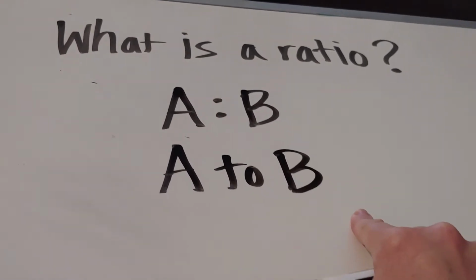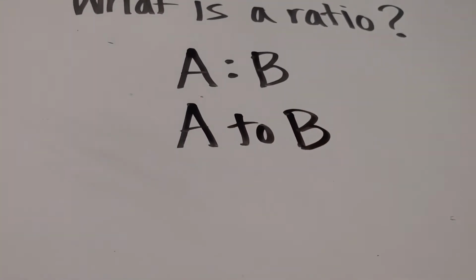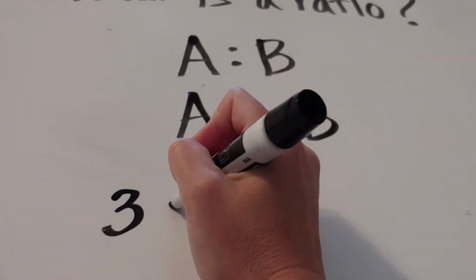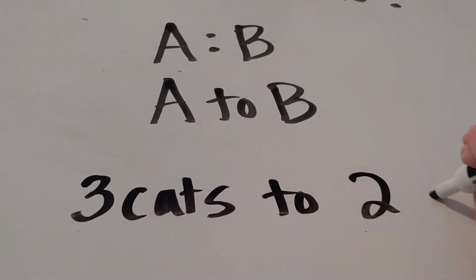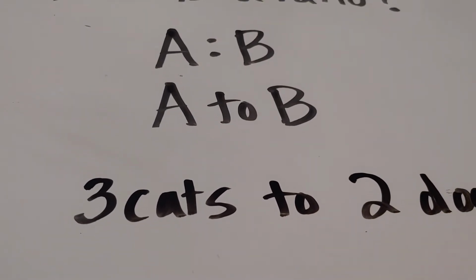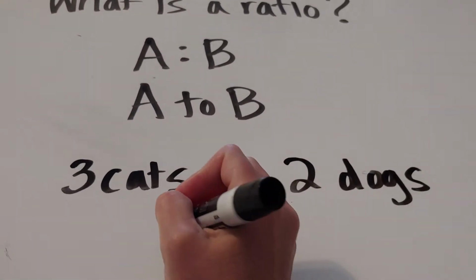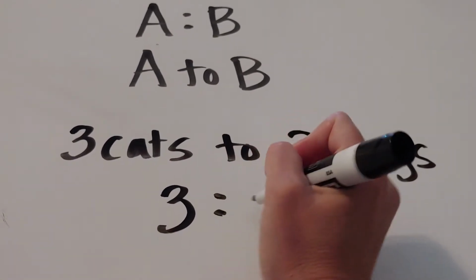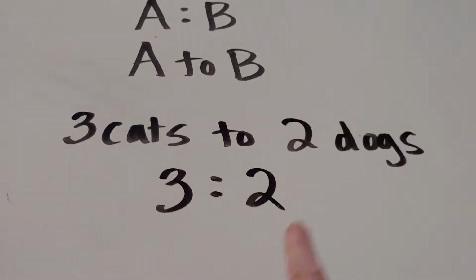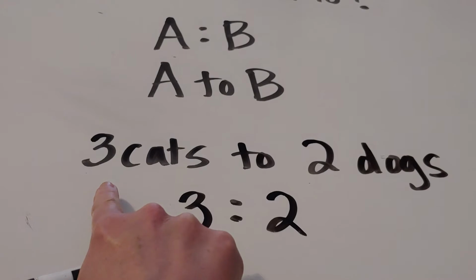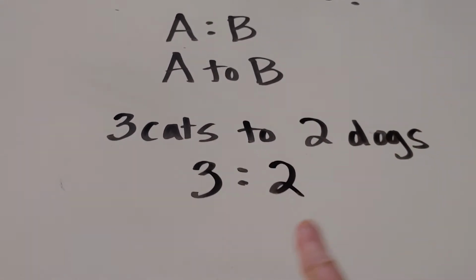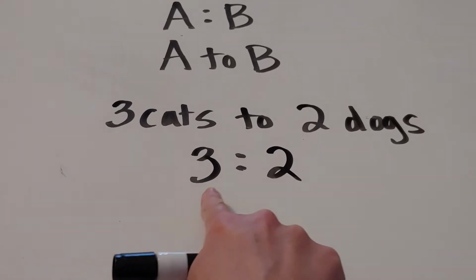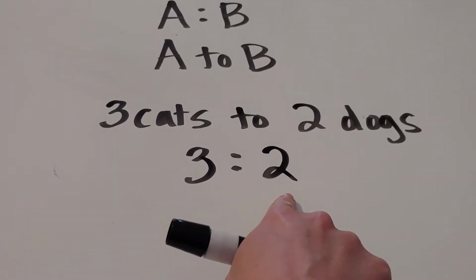So for example, if you found out that a neighbor had 3 cats to every 2 dogs, what we would have is the ratio 3 to 2. And if we're saying that this neighbor always has 3 cats to 2 dogs, then that means that as they get more cats, this ratio has to stay the same.